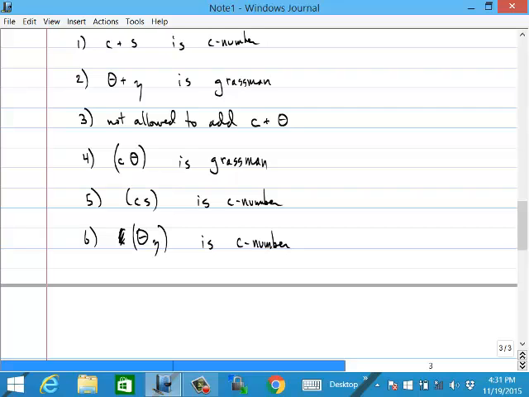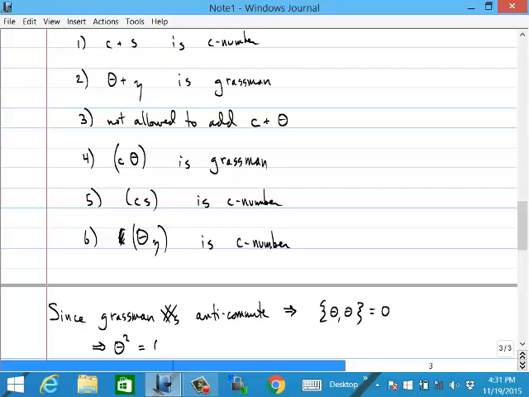So, in particular, since Grassmann numbers anti-commute with one another, that means that, in particular, they anti-commute with themselves. So the anti-commutator of theta with theta is equal to 0. So that implies that the square of any Grassmann number is equal to 0. That's another way of seeing that the product of two Grassmann numbers has to be a commuting number, because 0 is a classical number. It's not a Grassmann number.